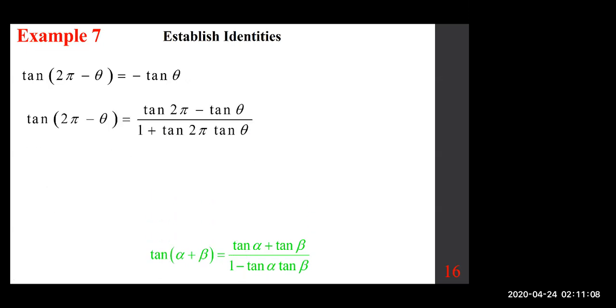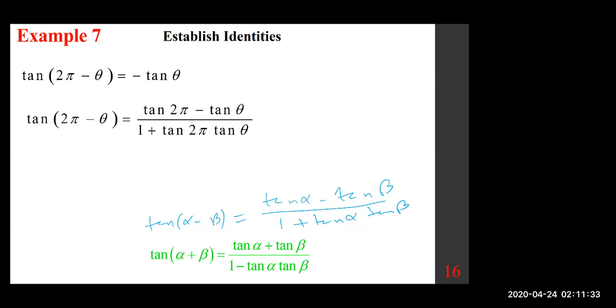Okay, if you recall, for tan of alpha minus beta, we have tan alpha minus tan beta, class, over 1 plus tan alpha tan beta. That's the formula we are using. Okay, I want to make sure that everybody is comfortable with that.